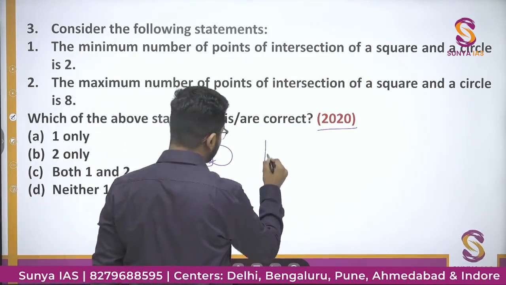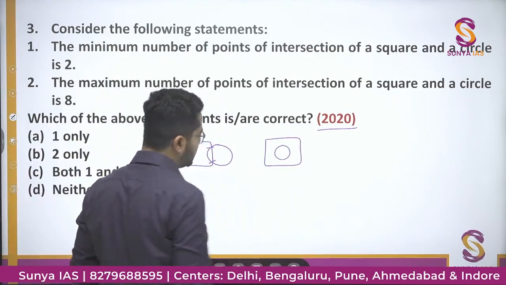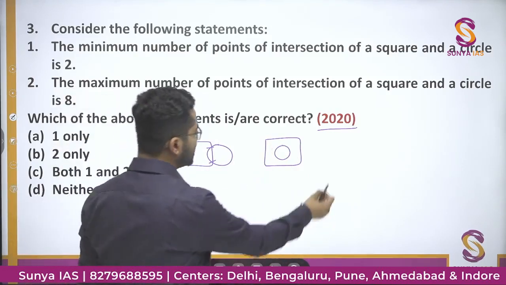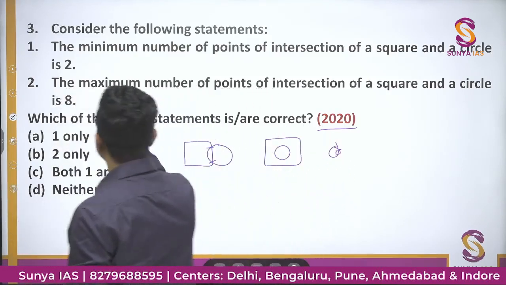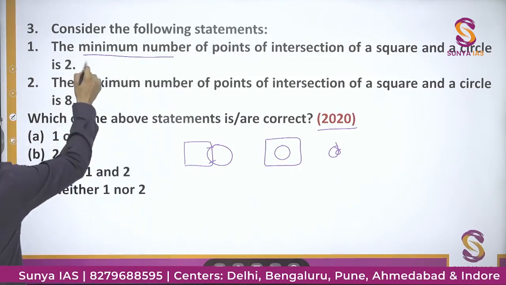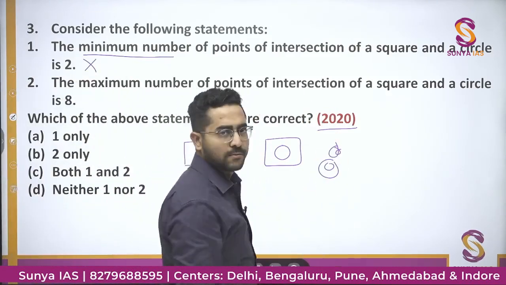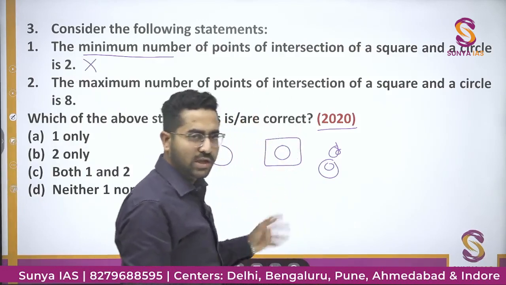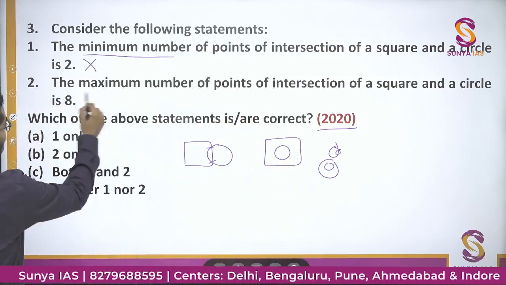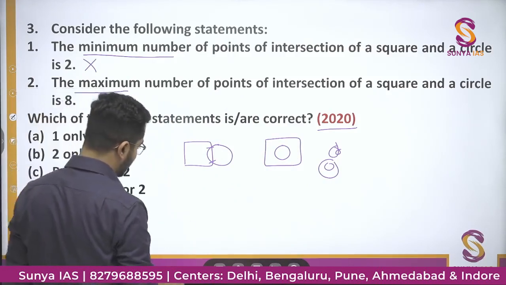But if I make like this, there is no intersection point. Zero intersection point. And it is said the minimum number is 2. No, wrong. Minimum number is 0. Circle अगर square के अंदर हो जाए तो minimum number 0 है. अच्छा, maximum number देखें. Maximum कब हो सकता है?